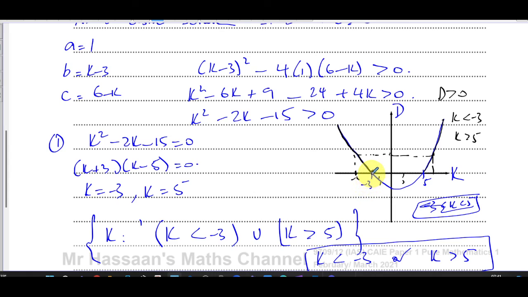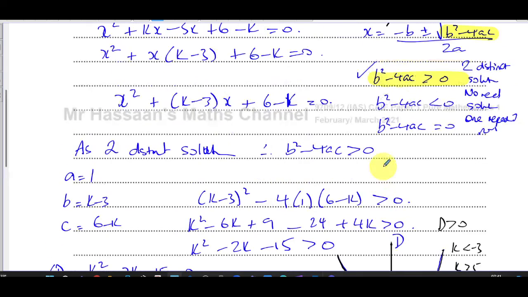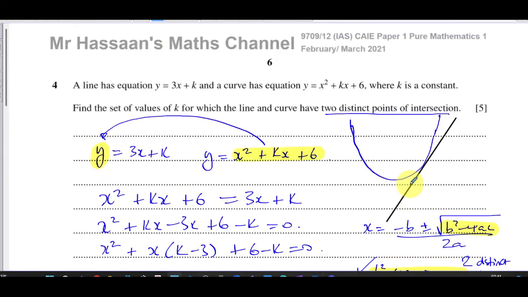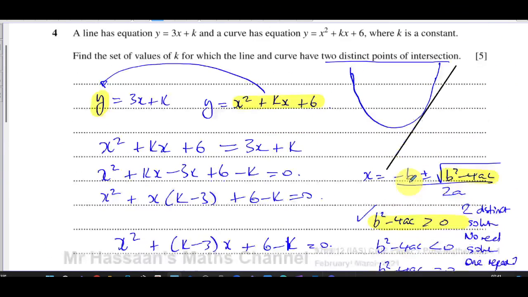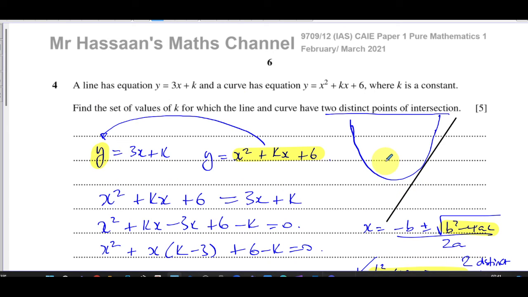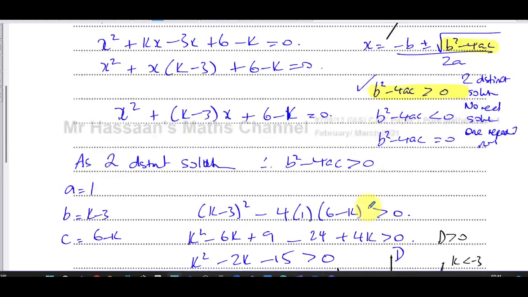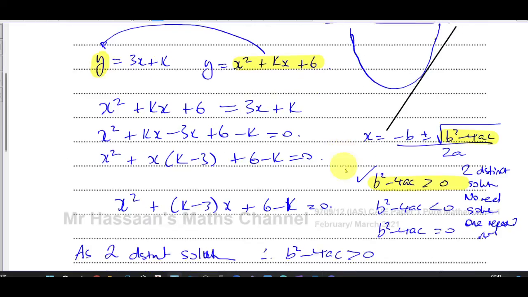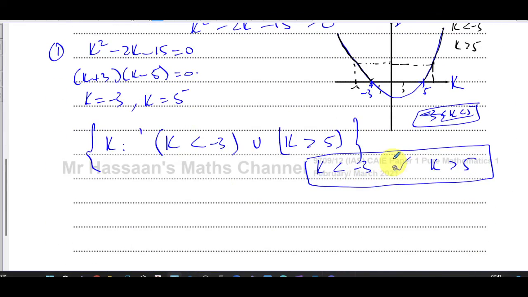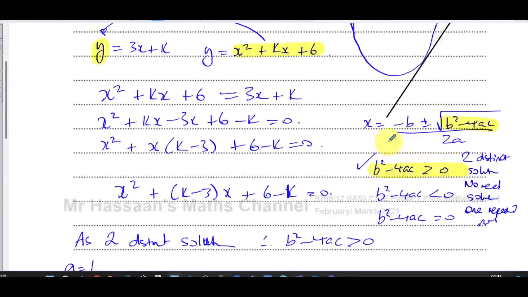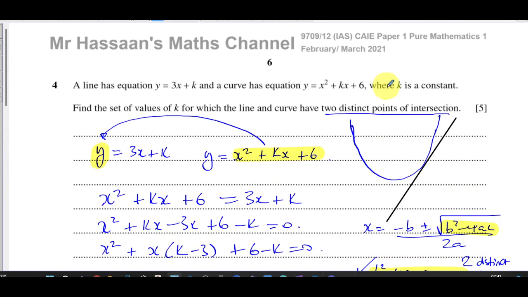Okay, if they're saying where there's one repeated root, it would be when this is equal to 0. So it would be k equals -3 and k equals 5. Okay, so there we have the answer to this question here, which is about quadratics, the discriminant, and how to find the values of k when there's two distinct roots. Okay, so I hope that was beneficial.